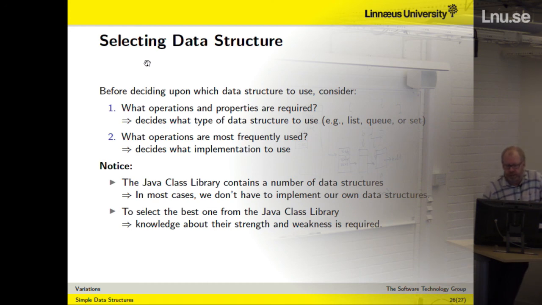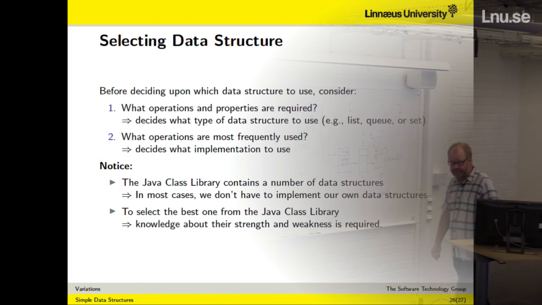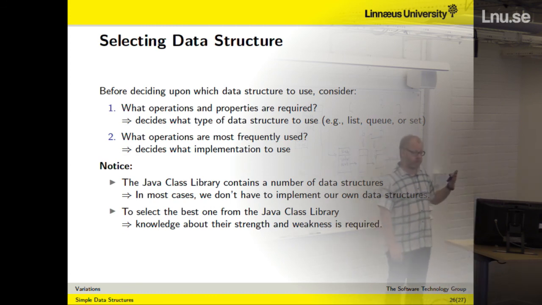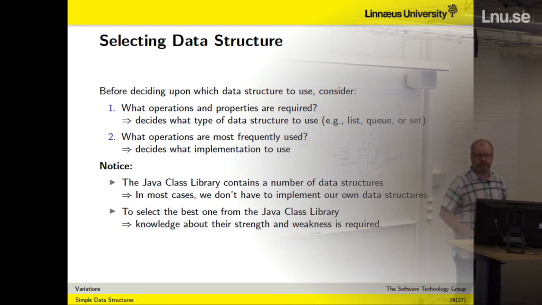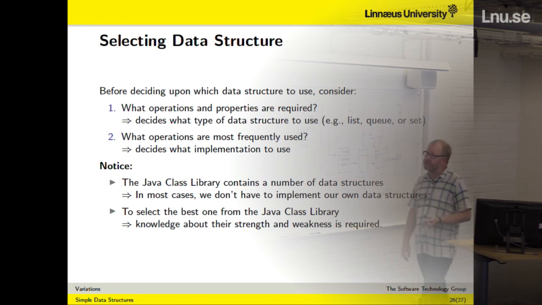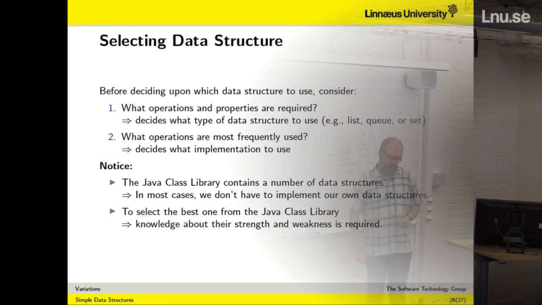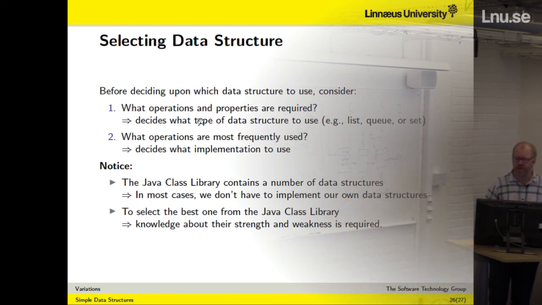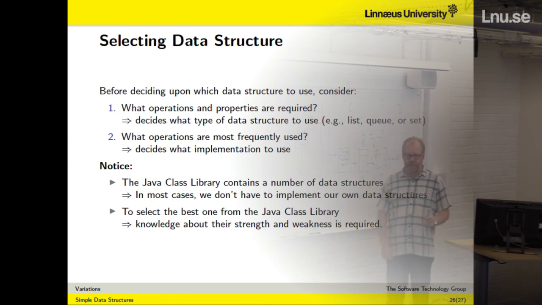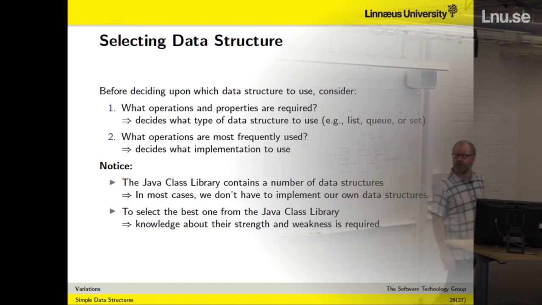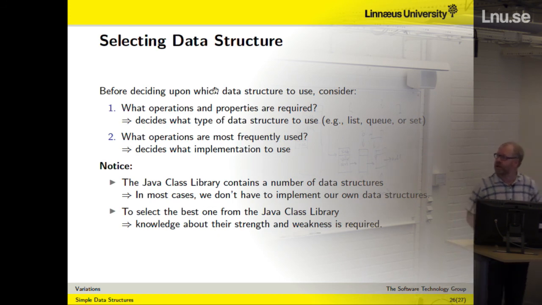So, when you are selecting a data structure, you should first decide which type of data structure you need: a list or a queue or a stack or a set. Depending on what properties you need from the data structure, you pick one of them. And then, which operations are most frequently used should be the next question. That decides what implementation to use. Okay, I need a list, and then the next question is which operation is most often used? Well, it's the add method. Then you can take the array list or something like this. Ask yourself two questions each time you decide upon a data structure.